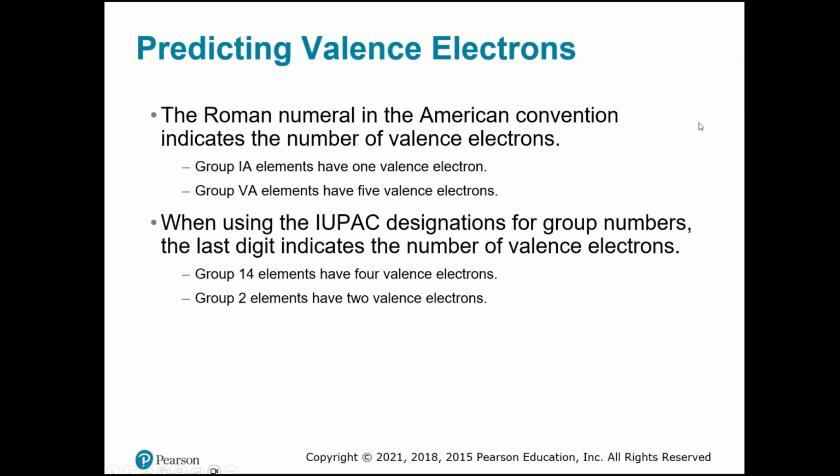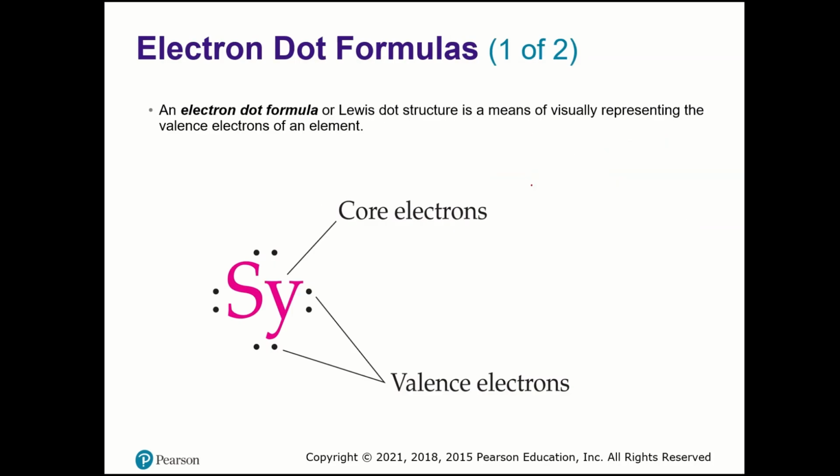The Roman numeral in the American convention indicates the number of valence electrons. Elements have 1 valence electron, elements have 5 valence electrons. Now we're going to use numbers 1 to 18. So when you get to the tens, you don't look at the first number, just the last number. So 18 has 8 valence electrons, 17 has 7, 16 has 6. So when you use the IUPAC designation, so numbers, the last digit indicates the number of valence electrons, as I said before. And one very important thing here is how you can represent those valence electrons.